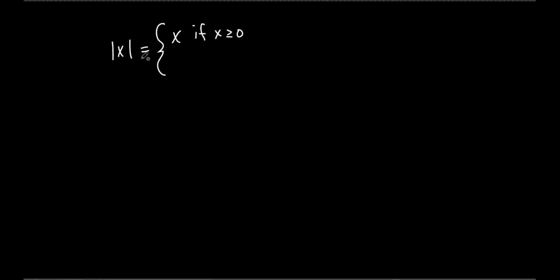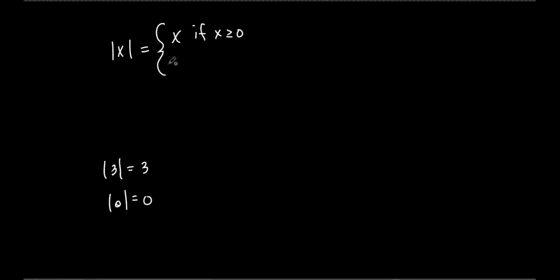So let's see if that makes sense. If I said the absolute value of 3, it's positive. Is this x right here greater than or equal to 0? Yeah, so what's the absolute value of x? It's just x, which in this case is 3. So the absolute value of 3 is 3 because x was greater than or equal to 0. What's the absolute value of 0? 0, because again, the absolute value of x is equal to x if x is greater than or equal to 0.